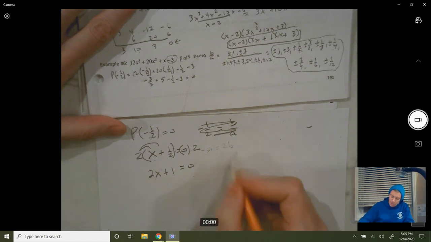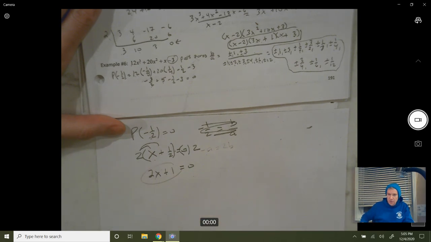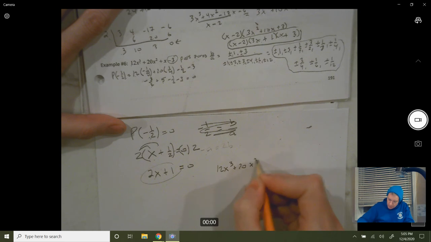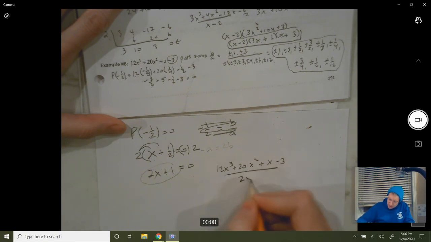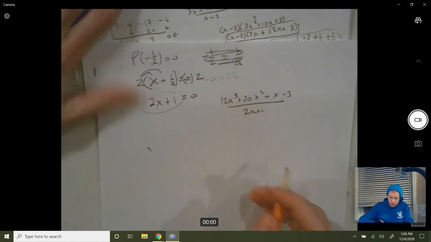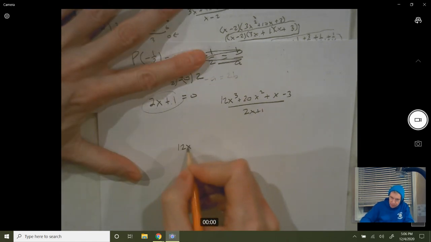So what we want is our factor is going to be in the form of 2x plus 1. Okay, so we're going to take this thing, 12x cubed plus 20x squared plus x minus 3, and we're going to divide by 2x plus 1. Now you can do this with synthetic division, but it's kind of complicated. I will show you, but let me just show you this one. I would probably just choose to use polynomial long division.